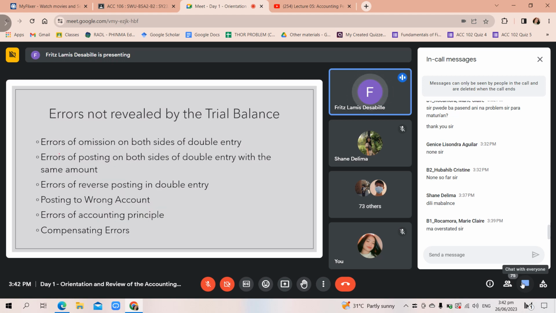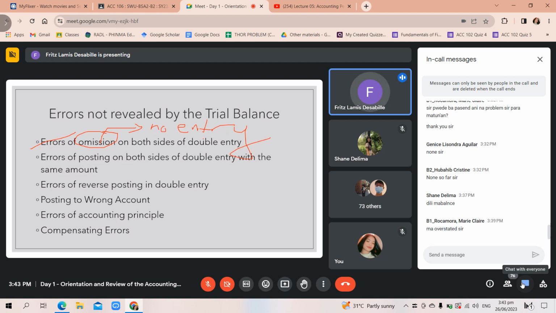First one, errors of omission on both sides of the double entry. So example anang accounting event nga wala nimo gi-entry. Kung nag-no entry ka nga kailangan nimo mag-entry, sayop imong accounts kay wala man ka nag-entry. However, dili siya ma-detect sa trial balance kay since wala man ka gi-entry, ang trial balance balance gihapon. So dili nimo mabantayan through the trial balance.